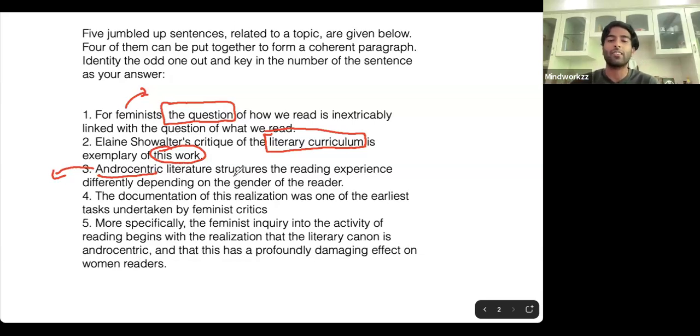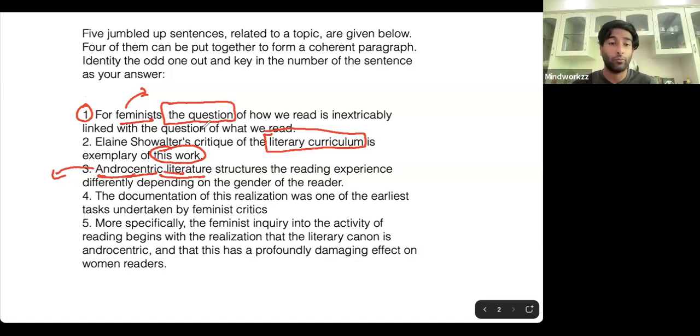So androcentric literature means male centric literature. Male centric literature structures the reading experience differently depending on the gender of the reader. Try to understand, sentence number one talked about feminists, people who want things to be more women centric. But here we are talking about male centric literature. So there is a kind of shift in idea.